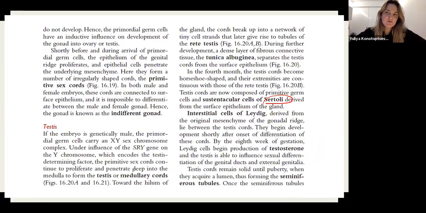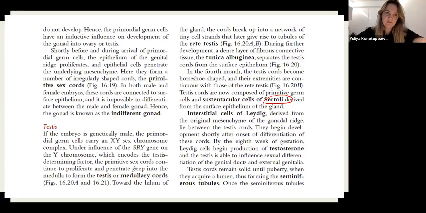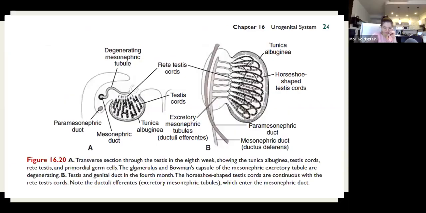Okay, this is a new word that you need to get. You remember sex cords? They stay in the male, right? They persist. When the sex cords persist in the male, we call them medullary cords. So if they stay as cords, you will call them medullary cords. Who has medullary cords, ovaries or testes? Testes, of course.